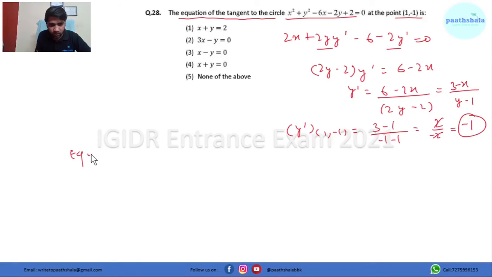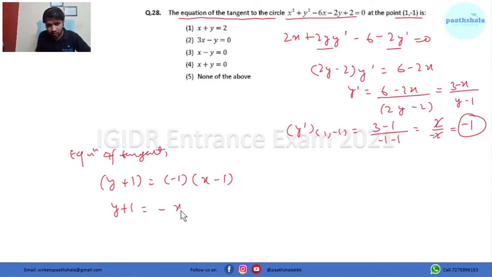Now for the equation of the tangent, you know the formula, that is y - y1 = m(x - x1). So y1 is -1, so this will be y + 1, then the slope, which is -1, and then x - x1, so x1 is 1. Now solve it. So this will become -x + 1, and finally it is coming out to be x + y = 0. So this is the answer. Going by the choices, option 4 is the right option.